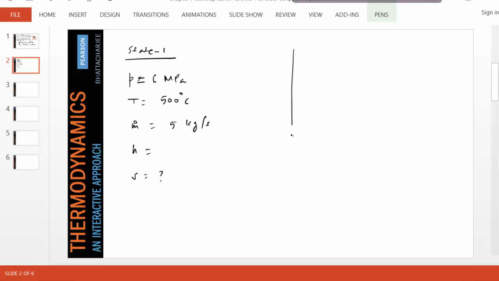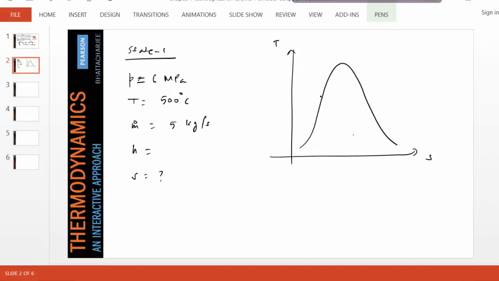So we draw a TS diagram, first to make sure we know where the state belongs. At 6 MPa, suppose this is the 6 MPa constant pressure line on a TS diagram. State 1 we know is probably a superheated state, but to prove that, we find the saturation temperature, T sat, at 6 MPa. T sat at 6 MPa equals how much?